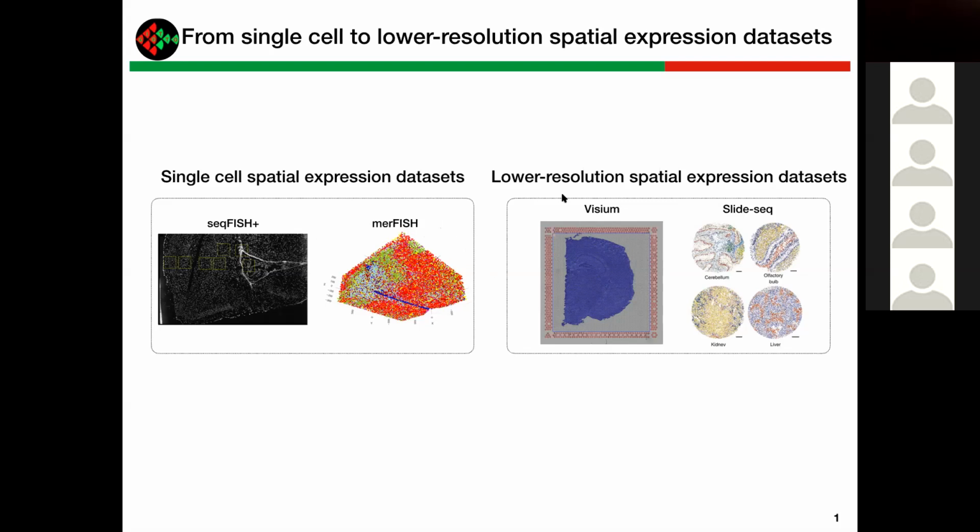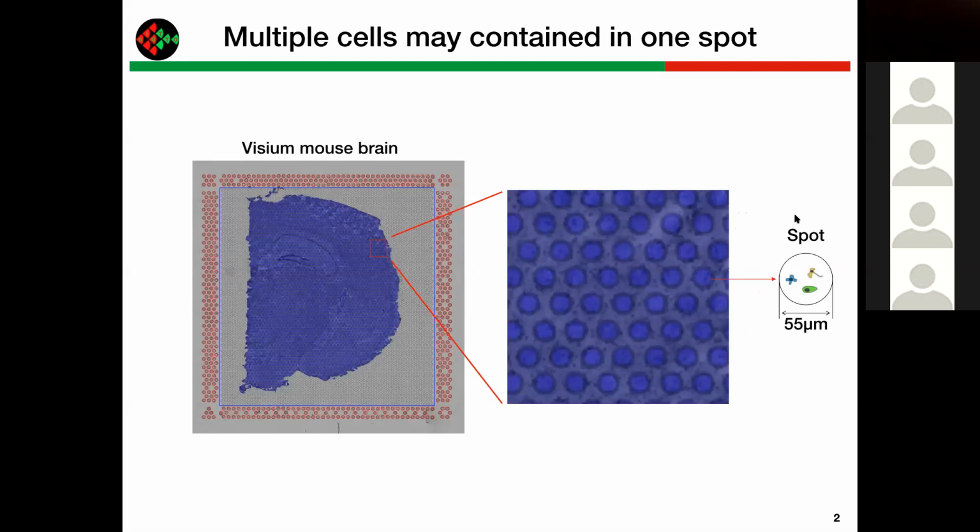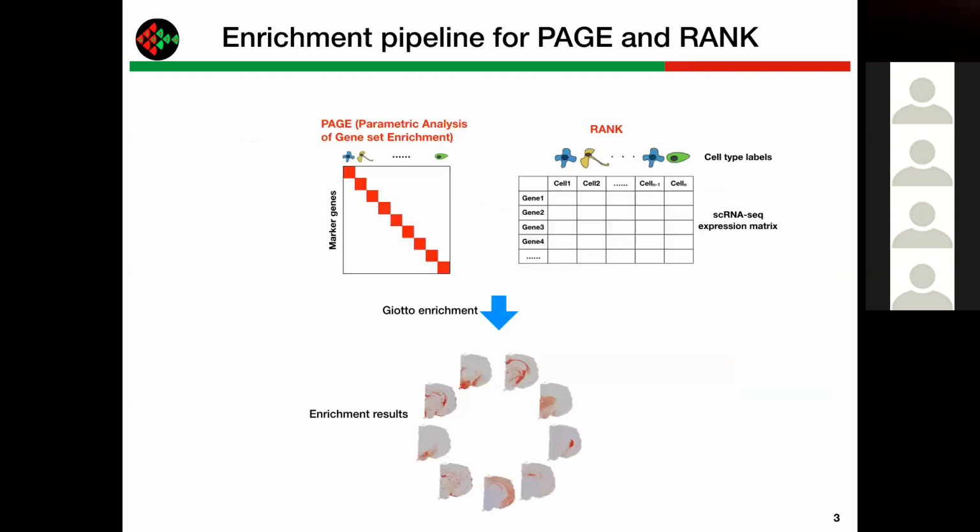Recently, there are many lower resolution spatial expression datasets, such as Visium and Slide-seq. They are not at the single cell RNA sequencing level. For example, this is the Visium mouse brain data. If we zoom into this region, we can see that in one spot there are many black dots. This indicates that one spot may contain different cell types. To overcome this challenge, we developed methods to do enrichment analysis for cell types in different regions.